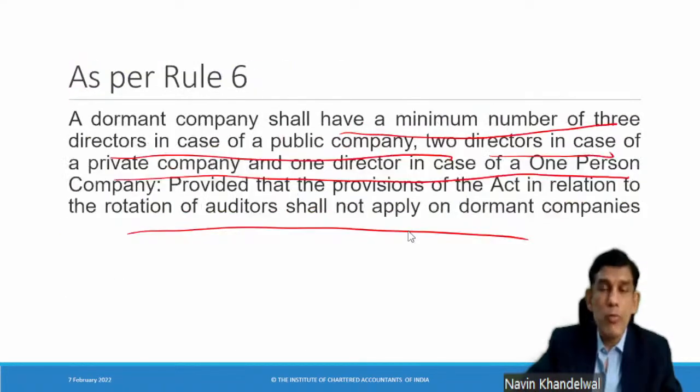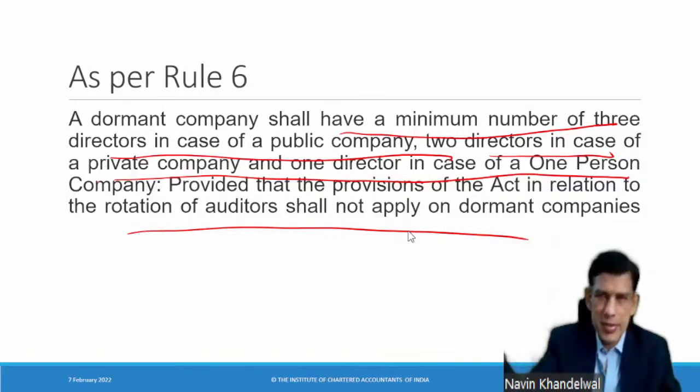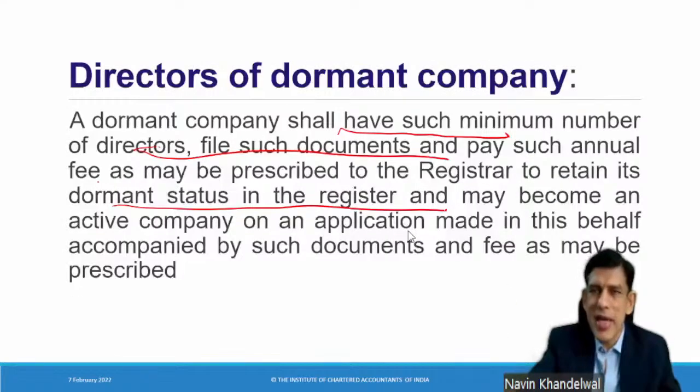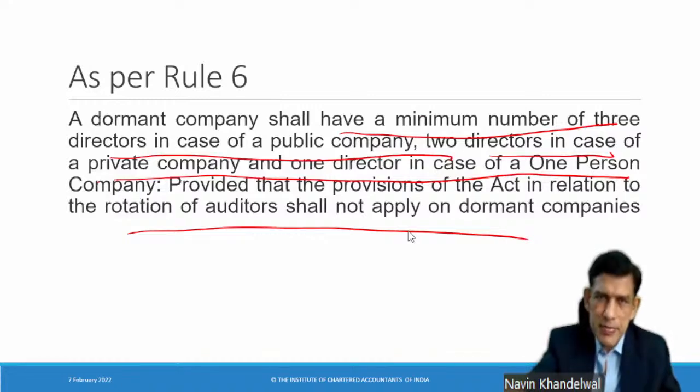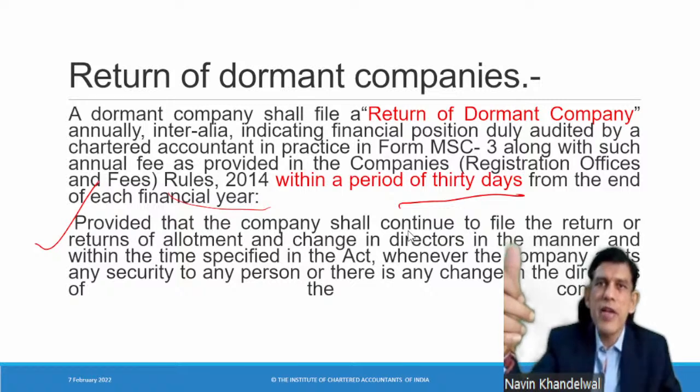Now, what could be the exam question? So the exam question could be, what are the relaxations given to the dormant company? So we'll start from the directors, the rotation of the auditors, the filing of the returns. Directors, auditors, and the filing of the return. That is the benefit. That is why the company should classify itself as a dormant company, because it is getting certain benefit.